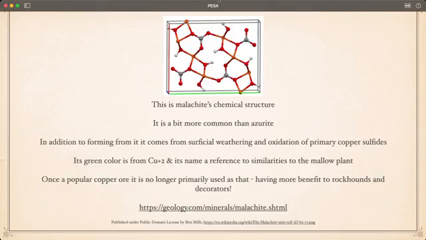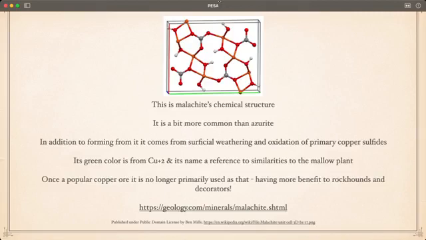Now, once it was a very popular copper ore, and mined for it as a matter of fact. Unlike azurite, malachite was once specifically mined for copper. But then over time, as we found different sources of copper and different ways to refine it, using malachite as an ore really wasn't worth the time and the money. So they turned to other sources because malachite turned out to be worth more as a rockhound source, as a nice pretty stone for people to look at and collect.